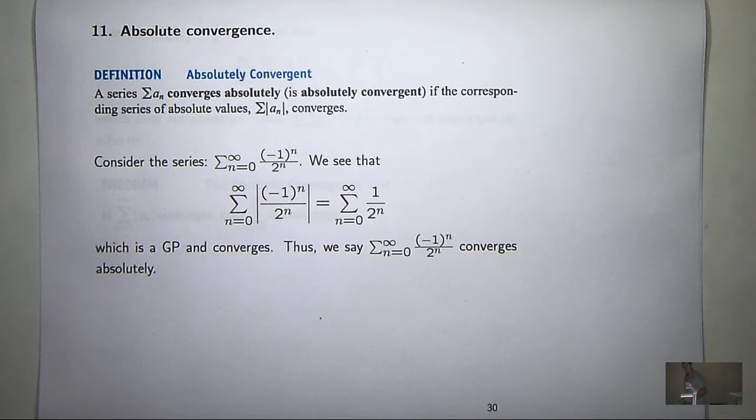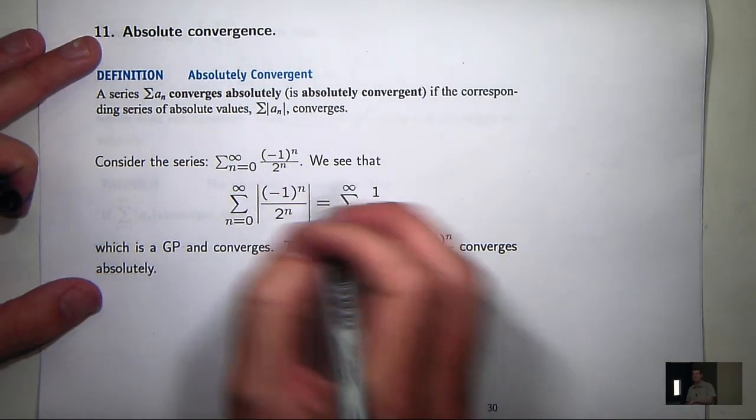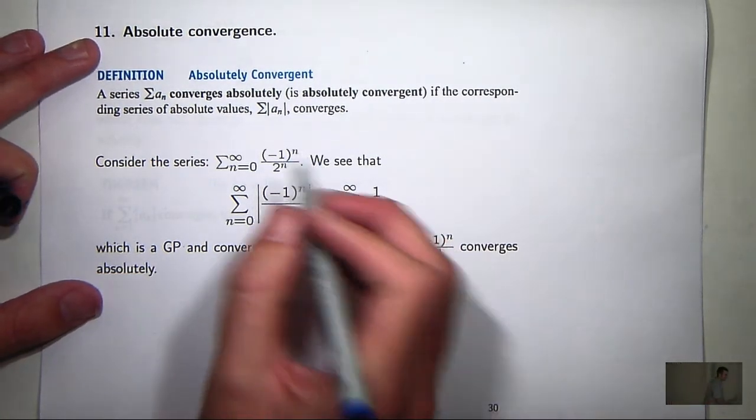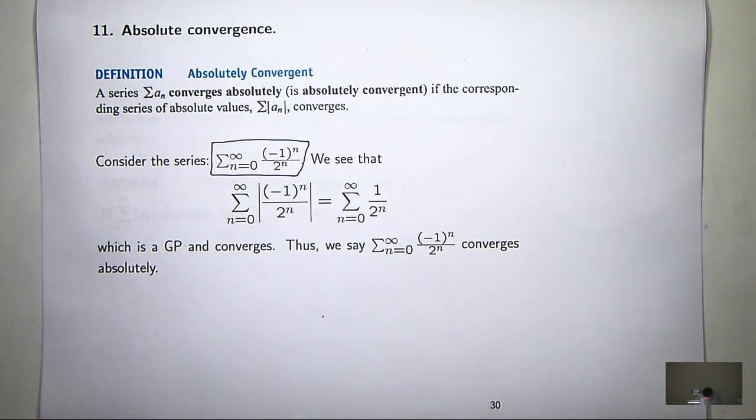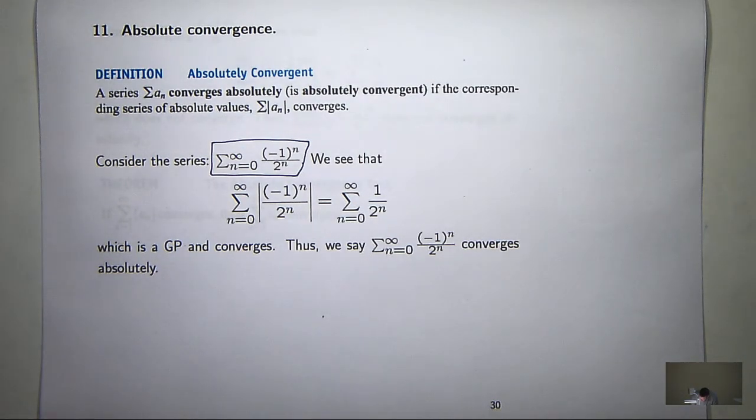Now, we've seen some series converge, some series diverge. In the previous example, we showed this series converged, right? Now, there is another kind of convergence called absolute convergence, where all you do is you stick an absolute value in your sum or your series and see what happens to that series.